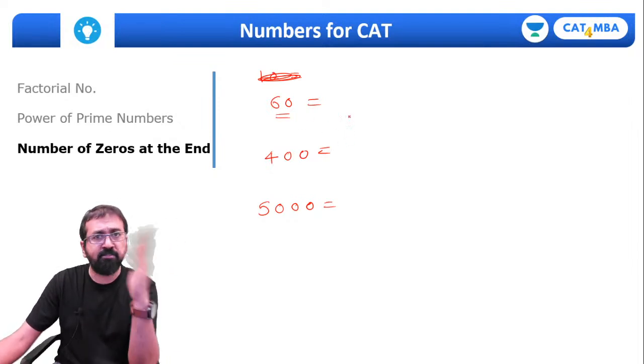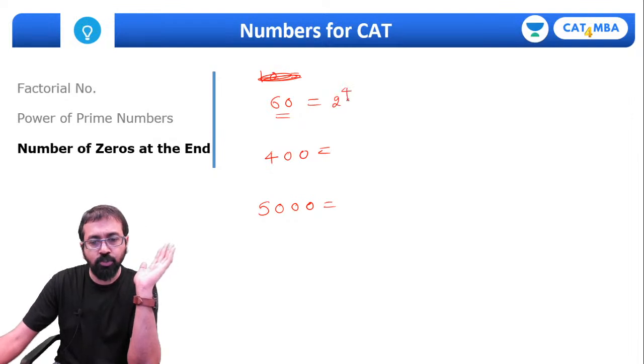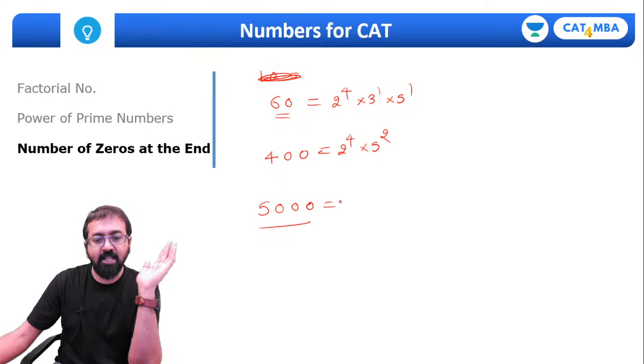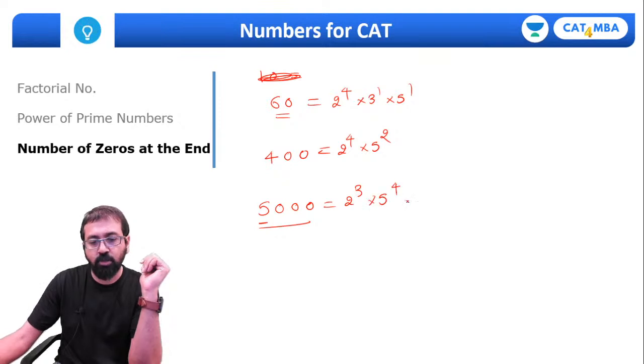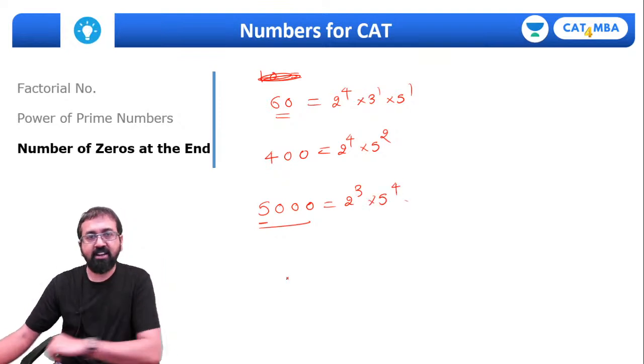Now what is 60? Prime factorize this 60. It will be 2 raised to 4, 3 raised to 1 into 5 raised to 1. What is 400? It's 2 raised to 4 into 5 square. What is 5000? Of course 1000 is 2 cube 5 cube, and with an additional power of 5, it will be 2 raised to 3, 5 raised to 4, and so on and so forth. Are you getting this point?